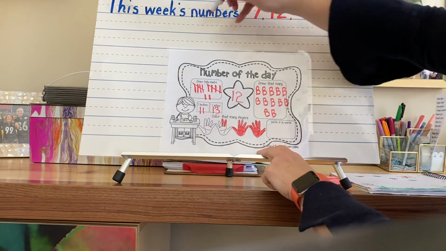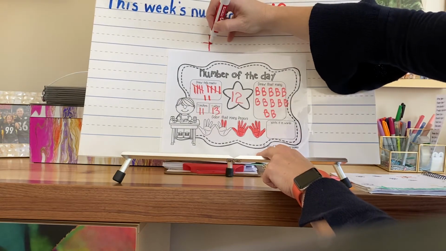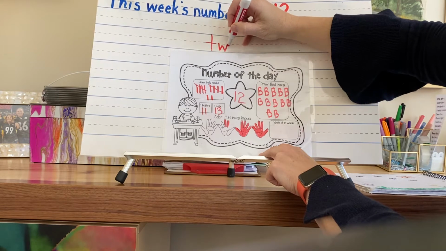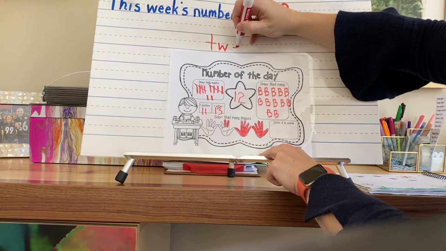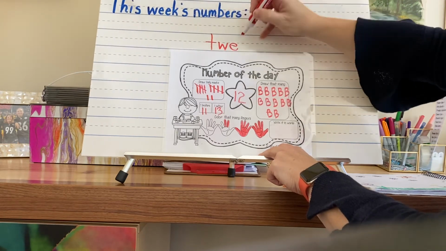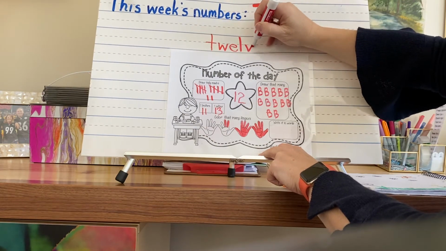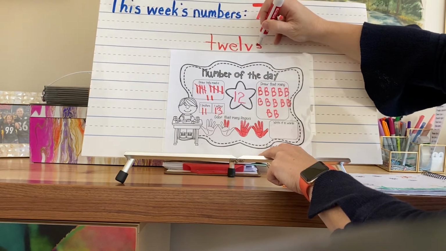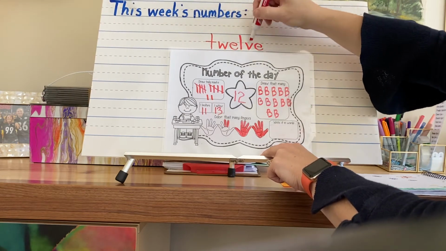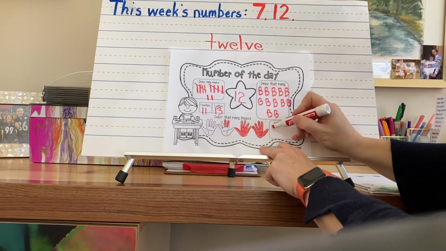Okay, so we're spelling out 12. Here we go. So it's T, and then W, and then E. Oh, that was not a very good E. There we go. And then L, and then V, and then another E. 12. T-W-E-L-V-E. And I'm going to write it in down here, although you probably are already working on that.